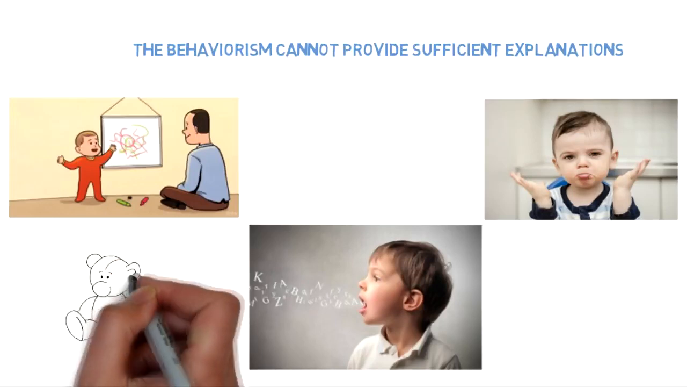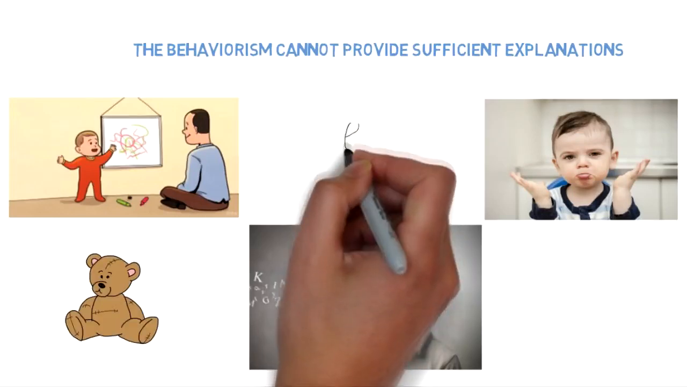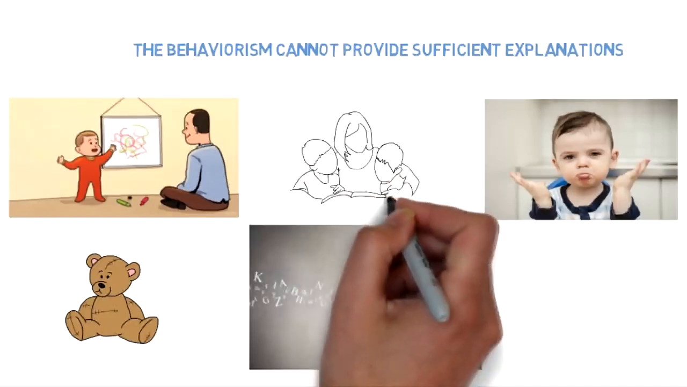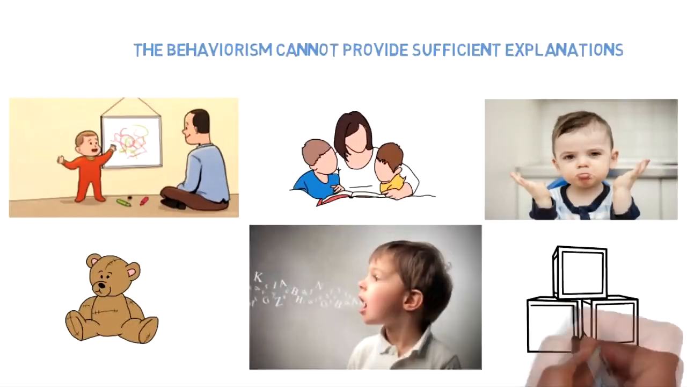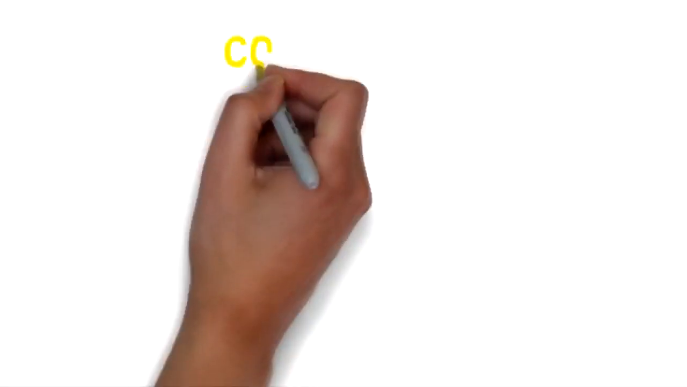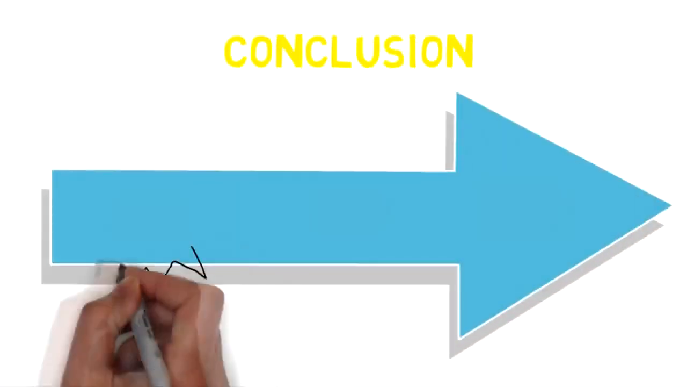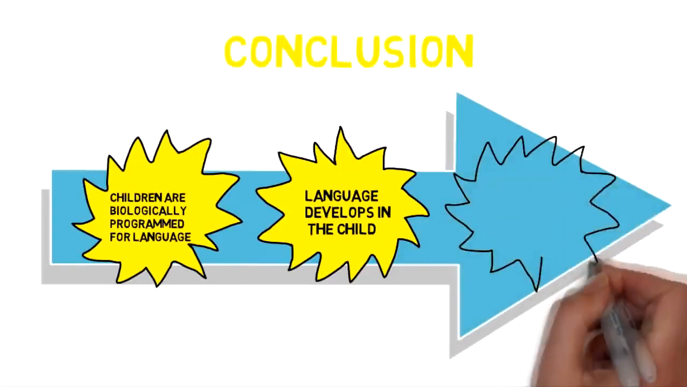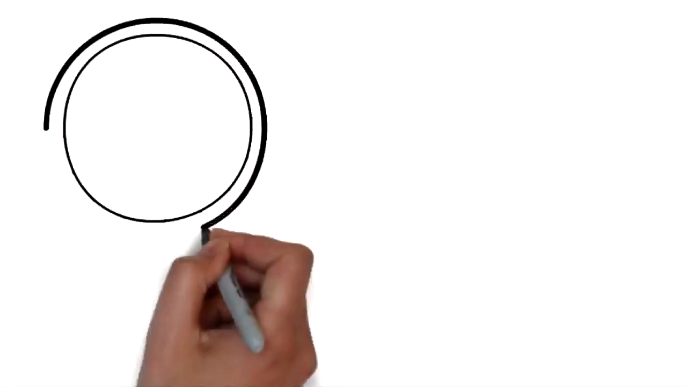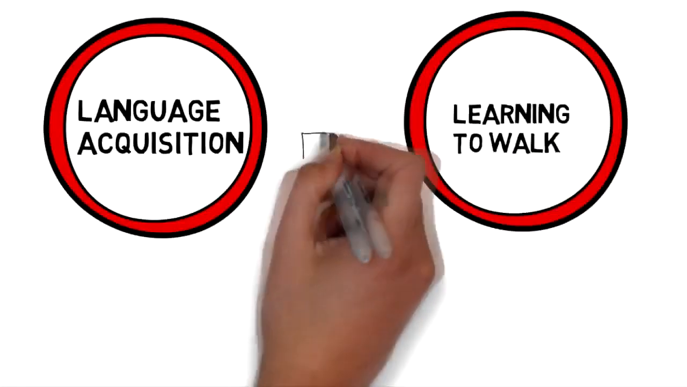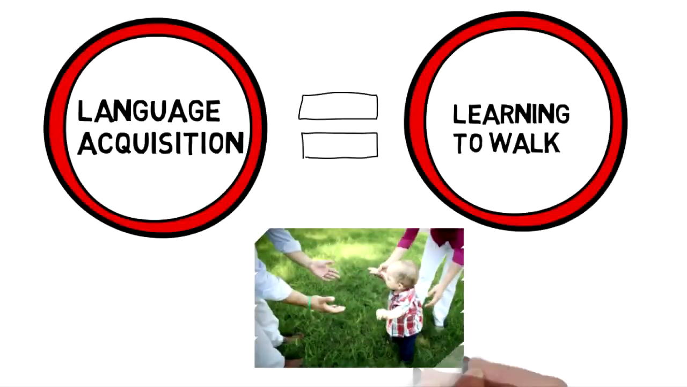2. The language children are exposed to includes false starts, incomplete sentences, and slips of the tongue, and yet they learn to distinguish between grammatical and ungrammatical sentences. And 3. Children are by no means systematically corrected or instructed in language by parents. So, in conclusion, this theory says that children are biologically programmed for language, and language develops in the child in the same way as other biological functions. And finally, we can say that language acquisition is the same as learning to walk. It's all in your mind.